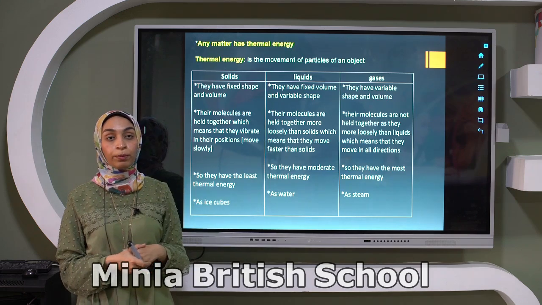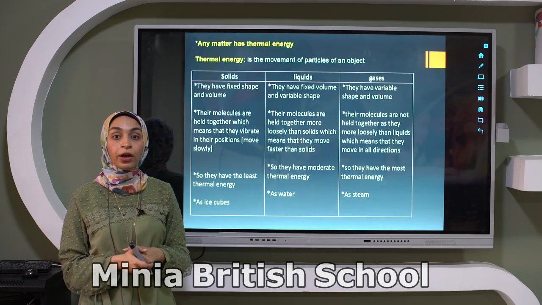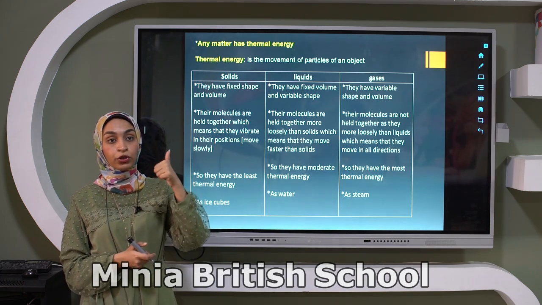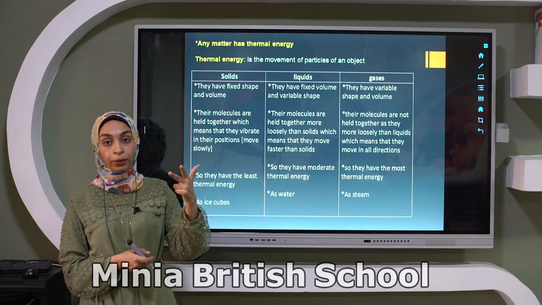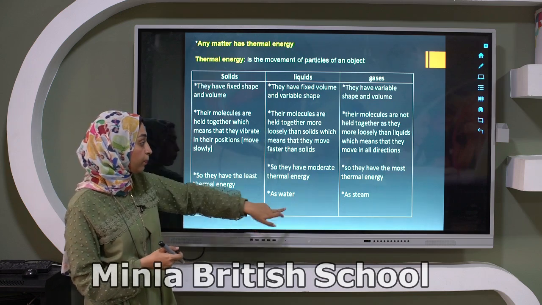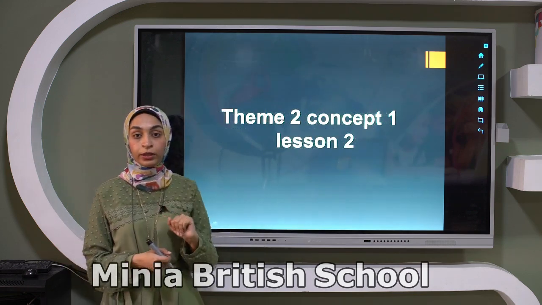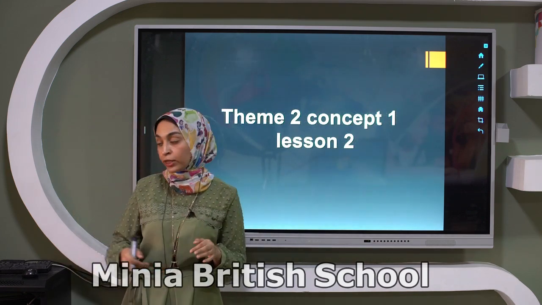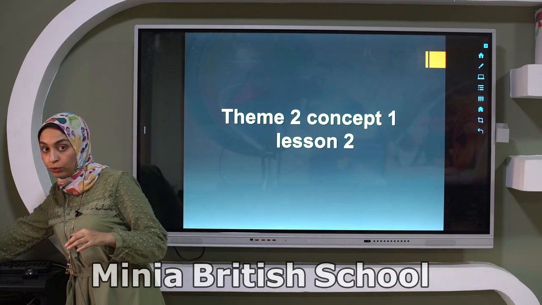So if I want to compare between the states of matter, I have to compare between them according to shape, volume, movement of particles, thermal energy that they have, and also examples. That's for lesson 1. Let's answer some questions in the booklet about lesson 1 as we always do.